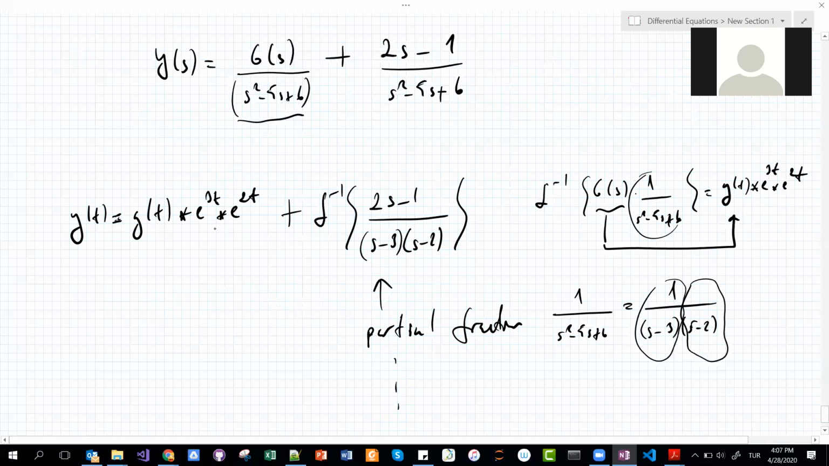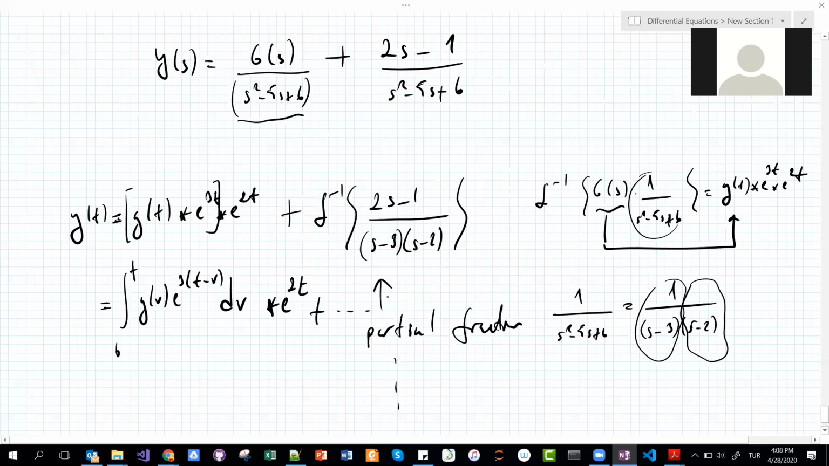As you see here, with this convolution, I can just use the definition of the convolution, which should be given this way: the integral from 0 to t of g of v times e to the 3 times t minus v, dv. And then look, I have another convolution here that I still didn't take care of, plus the inverse of the second term.